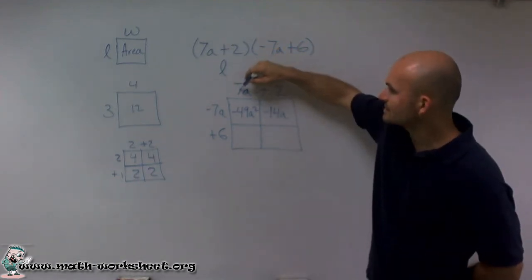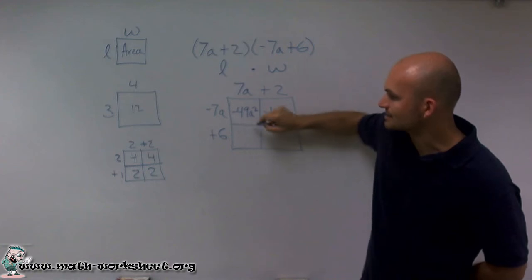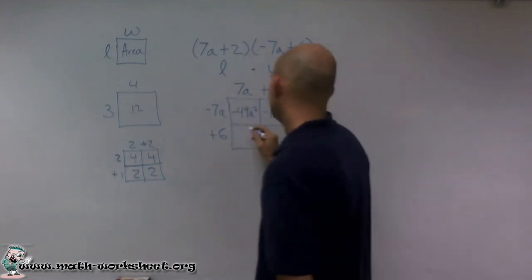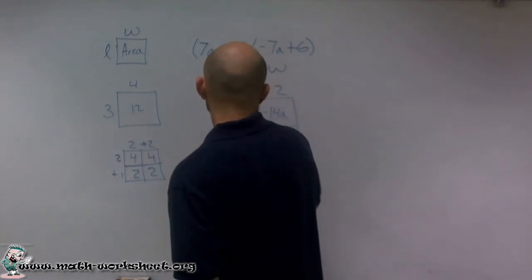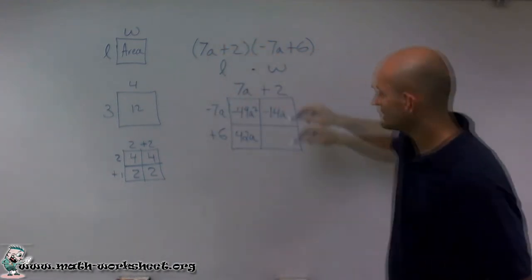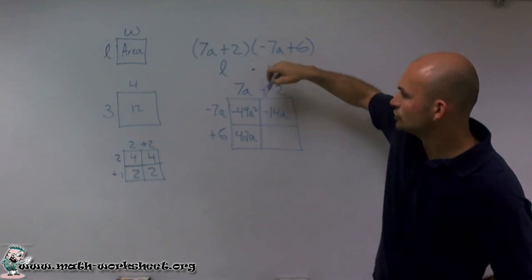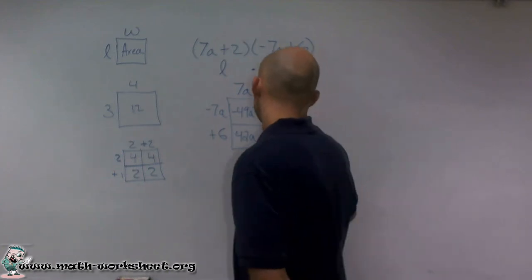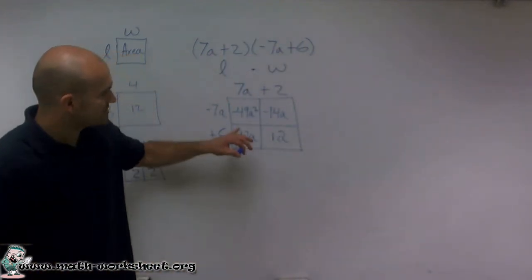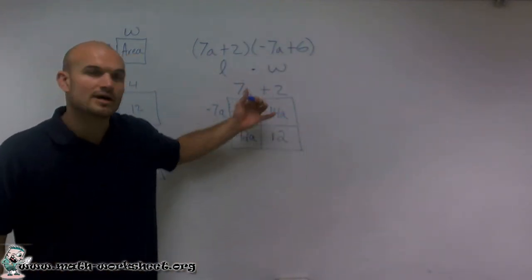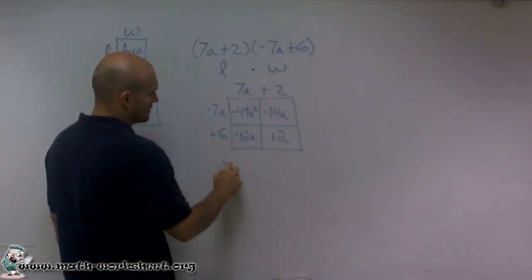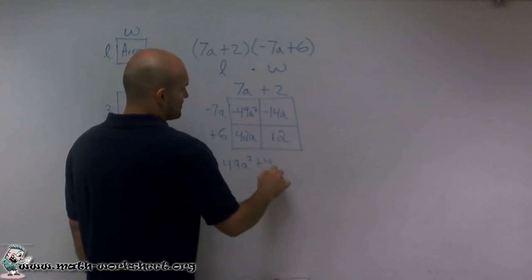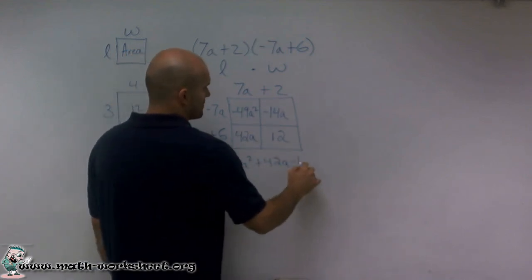Then I have 7a as the width for this box, and the length is now 6. So 7a times 6 equals 42a. And lastly, I have 2 times 6, which gives me 12. Now, there's a couple things you notice. These are the same term, so I can combine them. But just to make sure, I'm going to write them all the way out so you can see that we can combine them.